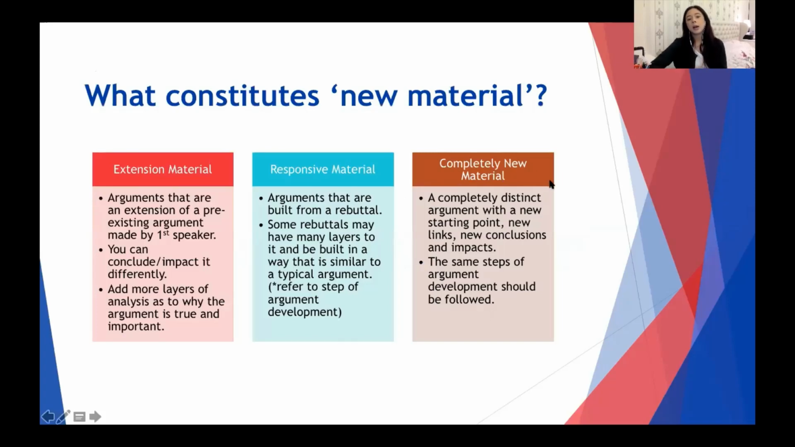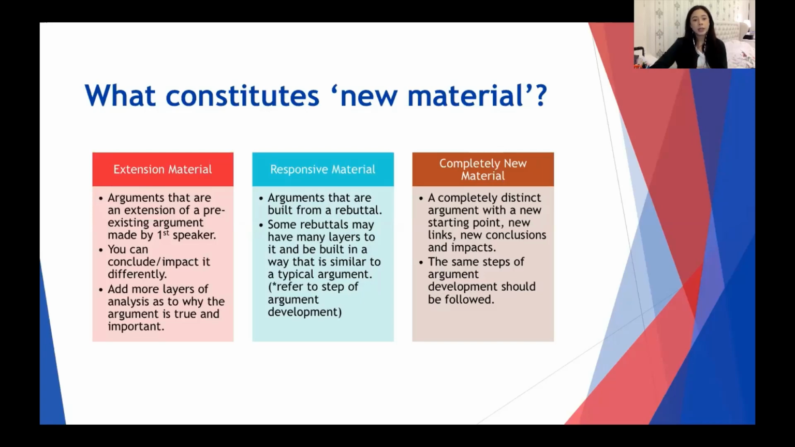So the question then becomes, what constitutes new material? There are three different kinds of material that I've chosen to outline in this lecture: number one, extension material; number two, responsive material; and number three, completely new material. So let's firstly go through extension material.